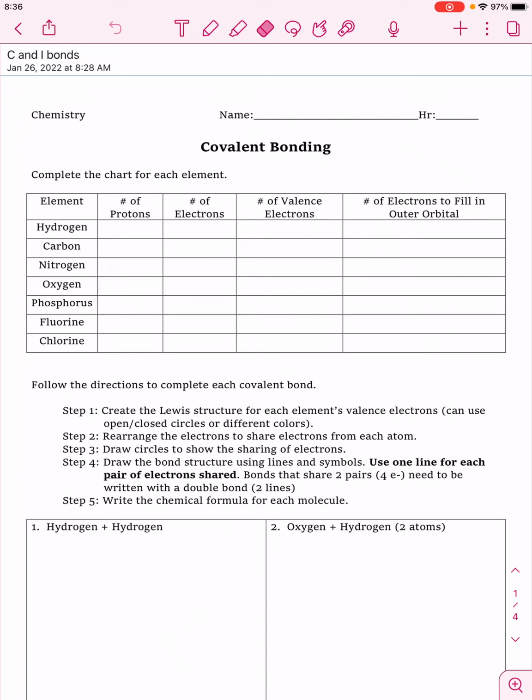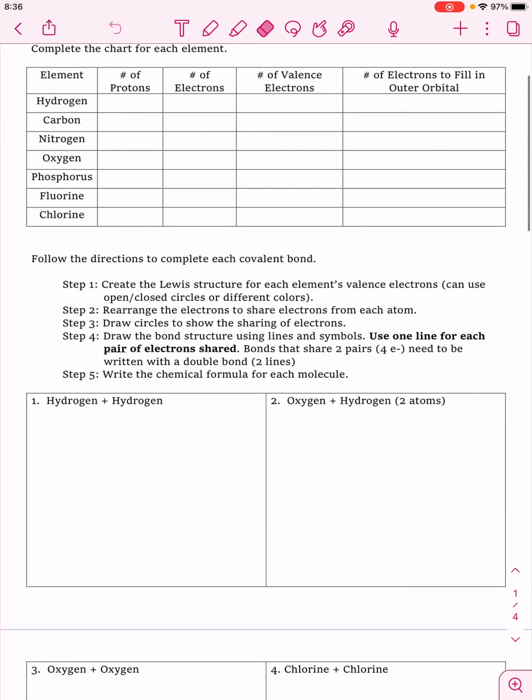And so I'm not going to worry about filling out that stuff. You guys should know how to do that. And the directions to complete each covalent bond, it says create the Lewis structure for each element's valence electrons. You can use open or closed circles or different colors. Don't worry about that. That was if you were doing it on paper here or on the Notability. Rearrange the electrons to share electrons from each atom. Draw circles to show the sharing, and then draw the bond structure. Use one line for each of them.